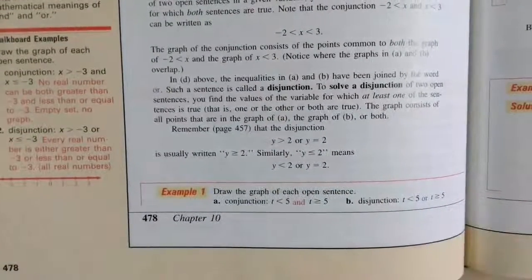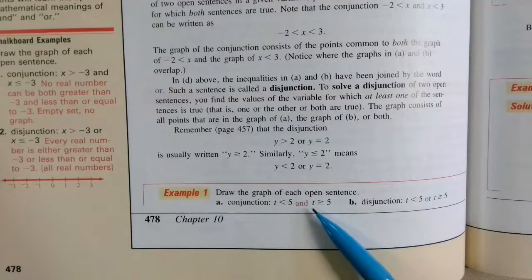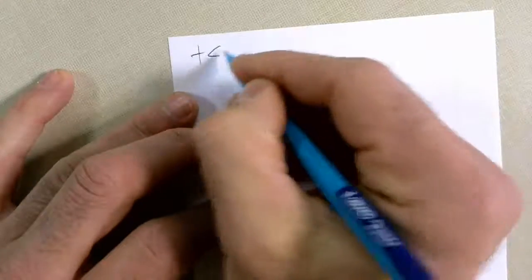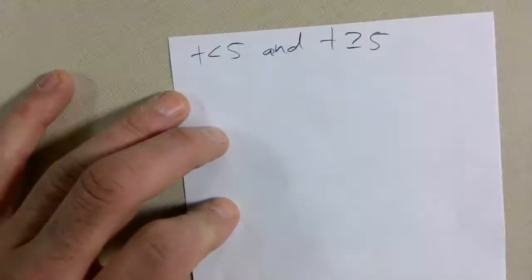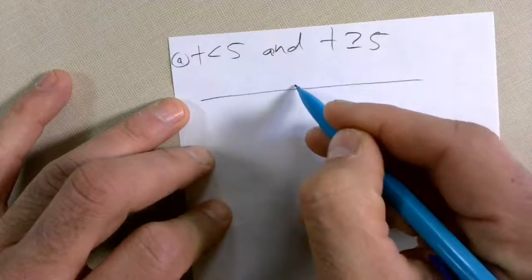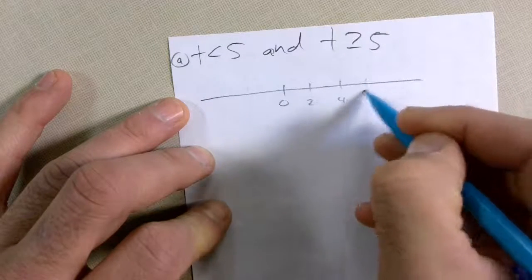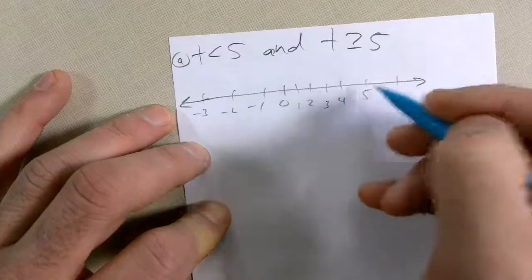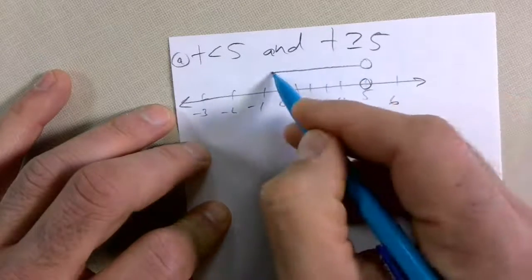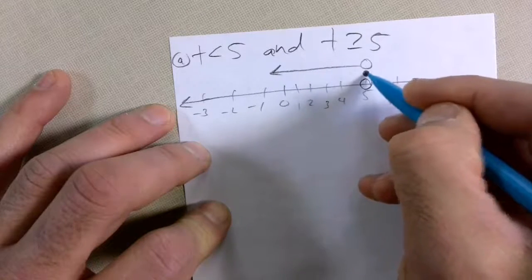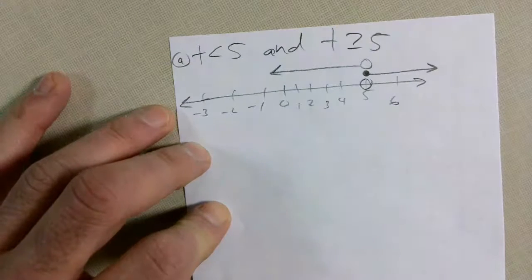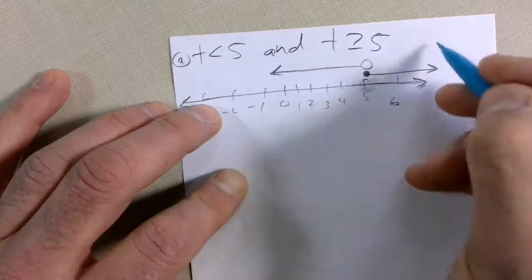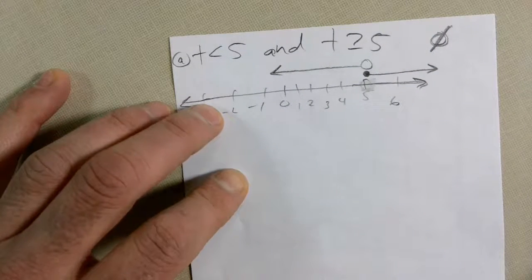Okay, so here's our first example. How would you draw the graph of t is less than 5 and t is greater than or equal to 5? Let's think it through. Okay, let's do it. So what we're going to do is draw our number line. 0, 2, 4, 5, 6. I'll go ahead and put them all in there. Negative 1, negative 2, negative 3, and it goes forever. T is less than 5. Open circle on the 5. I'm going to draw it above it for a minute. So t is less than 5, and then t is greater than or equal to 5. Okay, where are they overlapping? Well, they overlap nowhere. There is no solution to this particular conjunction.